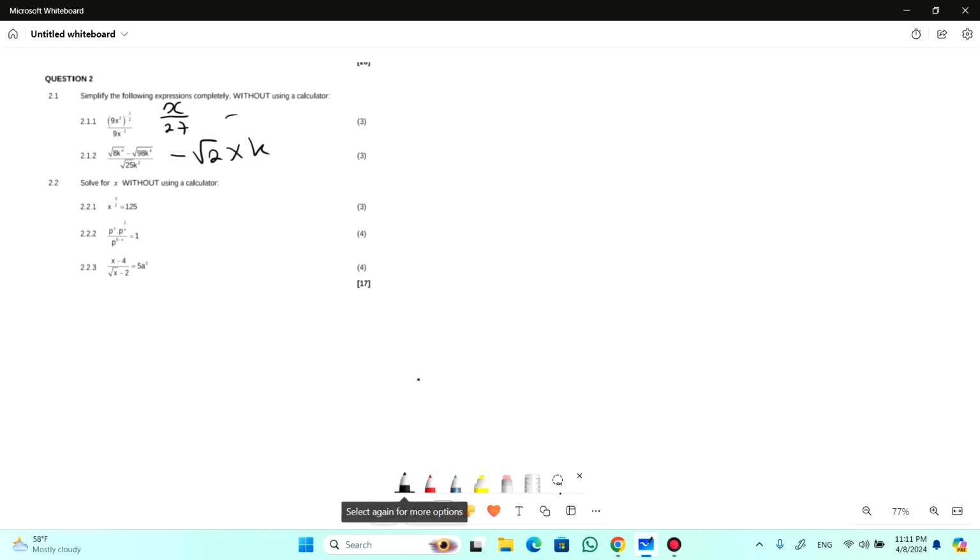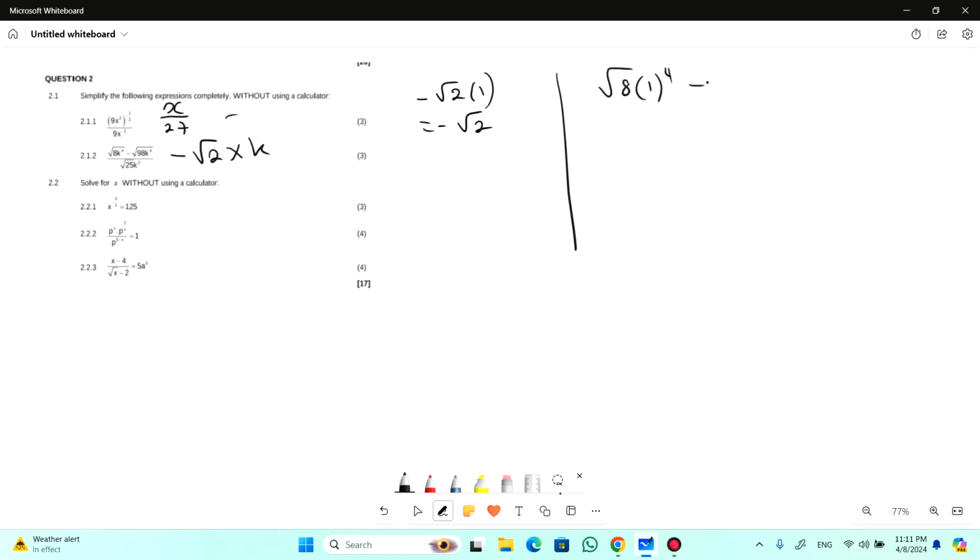Okay, now let's prove it. You should get negative square root of 2 times 1, which is equal to negative square root of 2. Okay, let's do this again. 8 times 1 to the 4, minus root 98 times 1 to the 4, and then 25 times 1, negative 2 there. So here, plug this into a calculator, you should get negative root 2. Right, so you see how I spotted the mistake that I made.